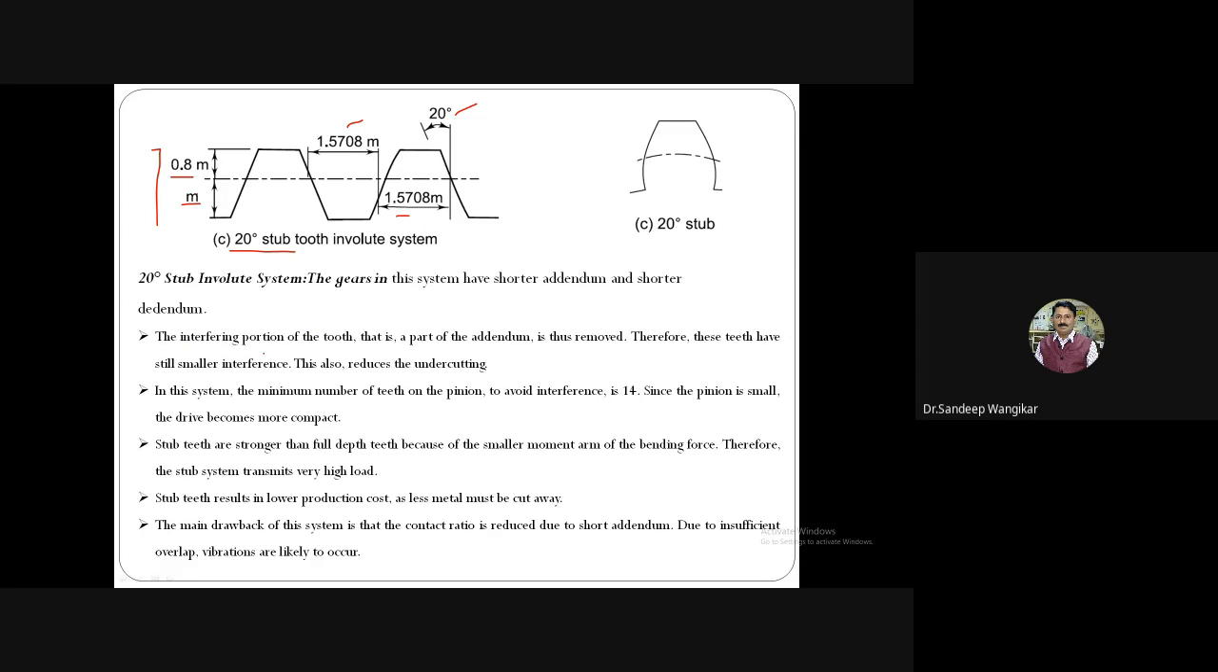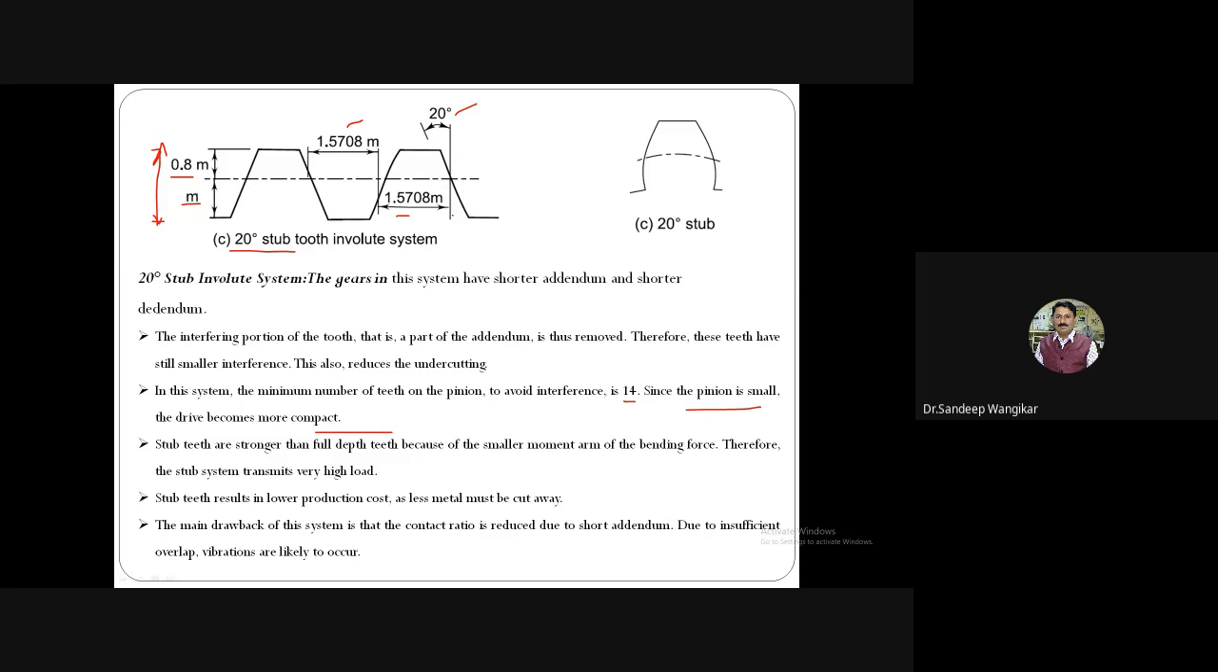So the interfering portion of the tooth, that is the part of addendum, is thus removed. The teeth are smaller, therefore the interfering portion is removed. Therefore, smaller interference and reduced chances of undercutting. Minimum number of teeth required are 14. For the very first case, 14.5 degree full depth involute system, 23 teeth are required. For 20-degree full depth involute system, 17 teeth are required, and for this case, 14 teeth are required. And see here, overall dimensions are smaller. The tooth becomes smaller, the gear and pinion become small, and the drive becomes compact in nature. Again, the stub teeth are stronger than full depth also.